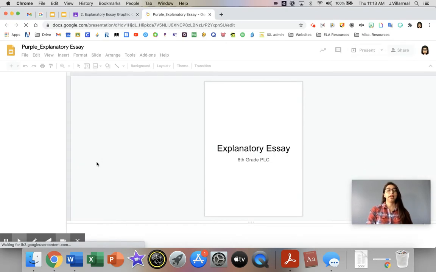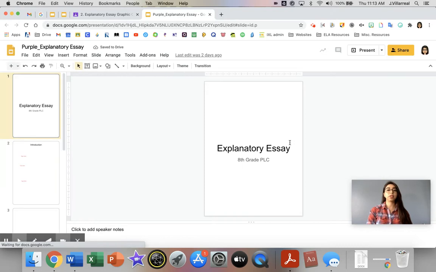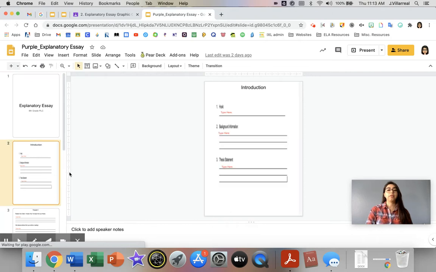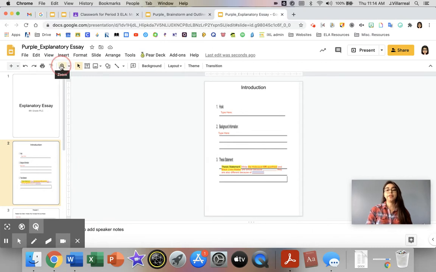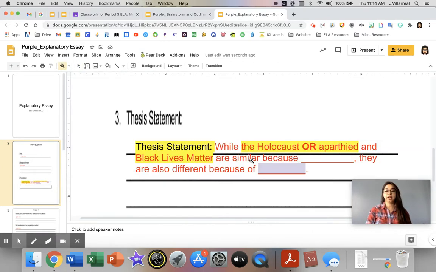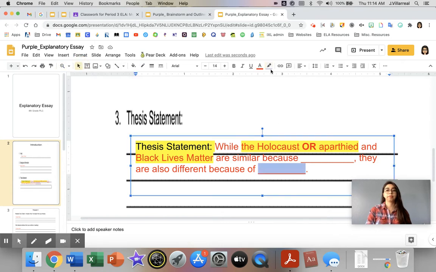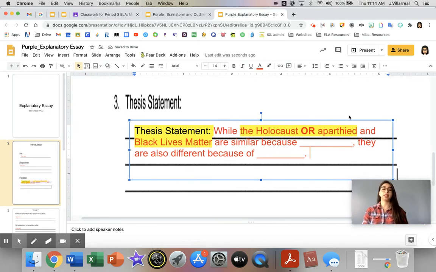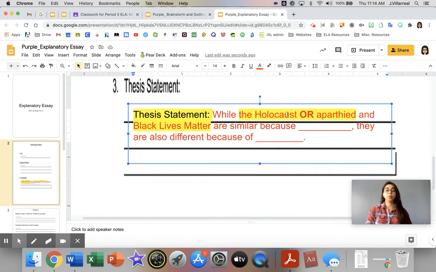And so then remember that your essay graphic organizer is going to have one slide per paragraph, okay? Now you should have already finished your thesis statement. I just popped mine in right now. So your thesis statement should have something along these lines. While the Holocaust or apartheid, right, you were supposed to pick one, and Black Lives Matter are similar because of blank, they are also different because of blank.